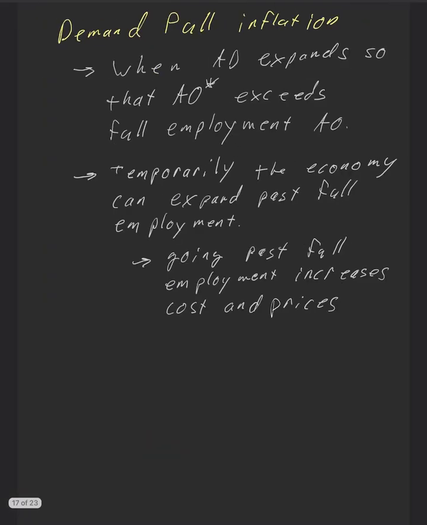Okay, I digress. We're now going to turn to the two basic ways that we can see inflation in an economy. Okay, the first is what we call demand-pull inflation, and the second is what we call cost-push inflation. So demand-pull inflation is when aggregate demand exceeds our long-run equilibrium, that's full employment. It exceeds that level of output. So temporarily, the economy can expand past full employment, right? But this increases costs and prices.